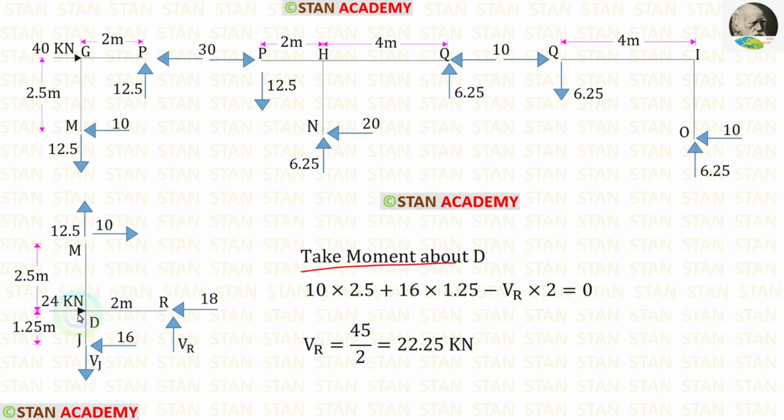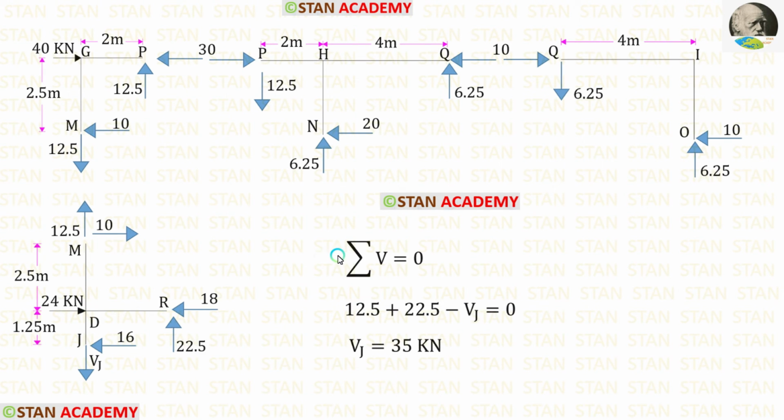Now, let us take moment about D and find VR. This force is acting in the clockwise direction, so it will be positive and the distance is 2.5. This force is acting in the clockwise direction, so it is also positive and the distance is 1.25. BR is acting in the anti-clockwise direction, so it will be negative and the distance is 2. Finally, for VR, we are getting 22.25 kilonewton.